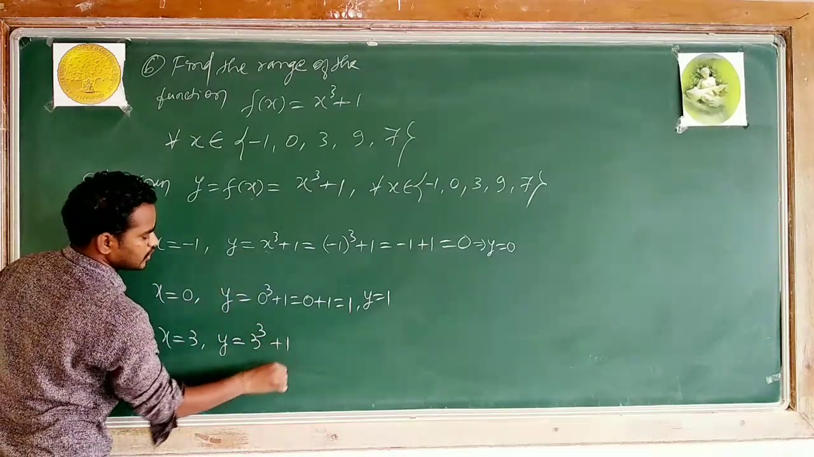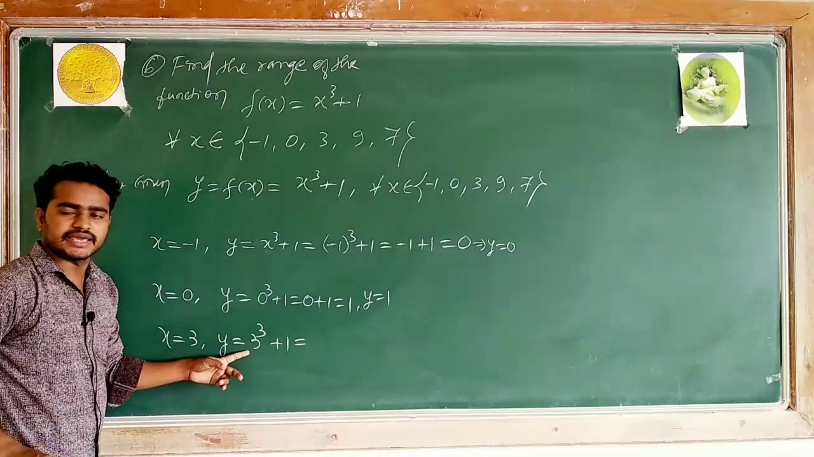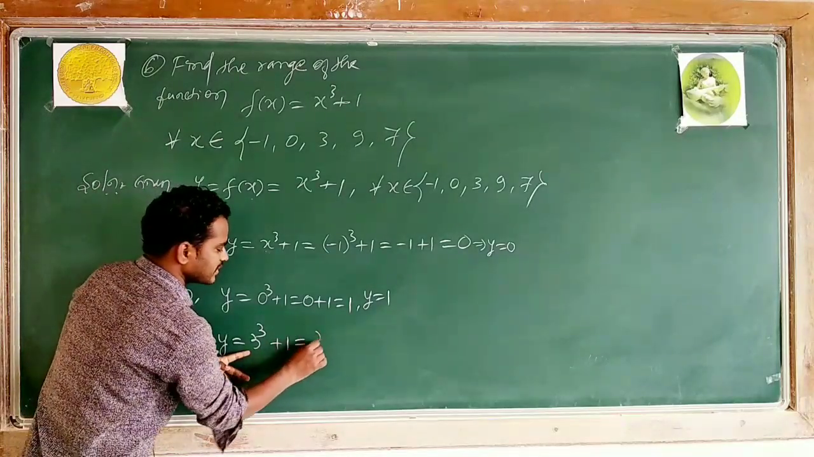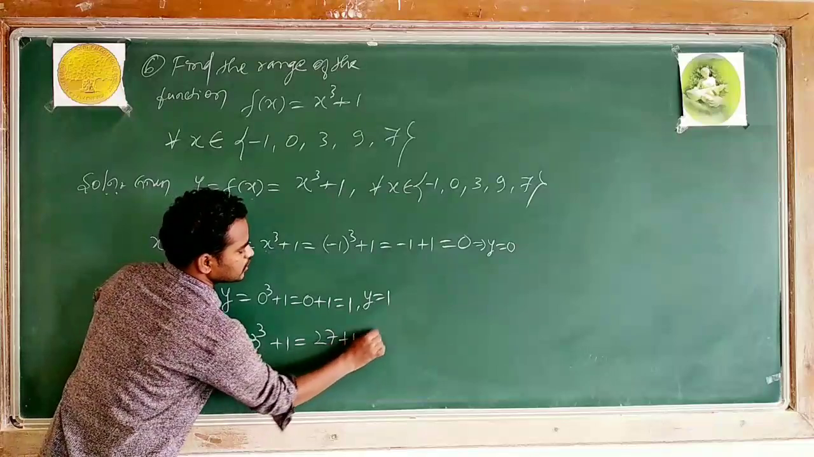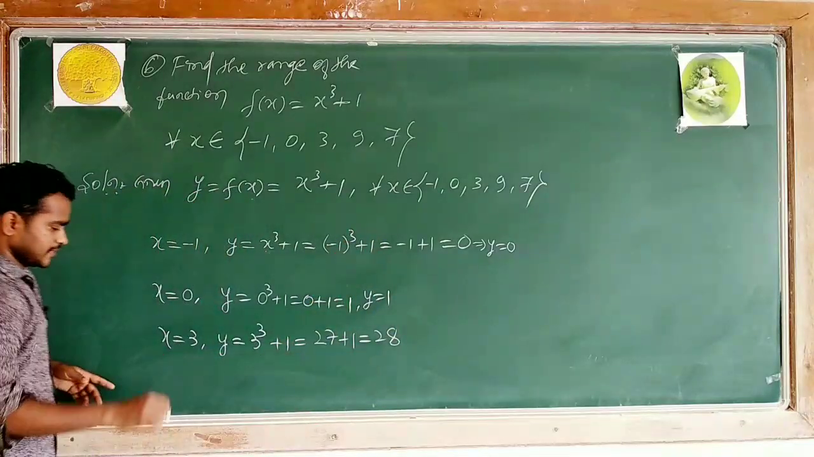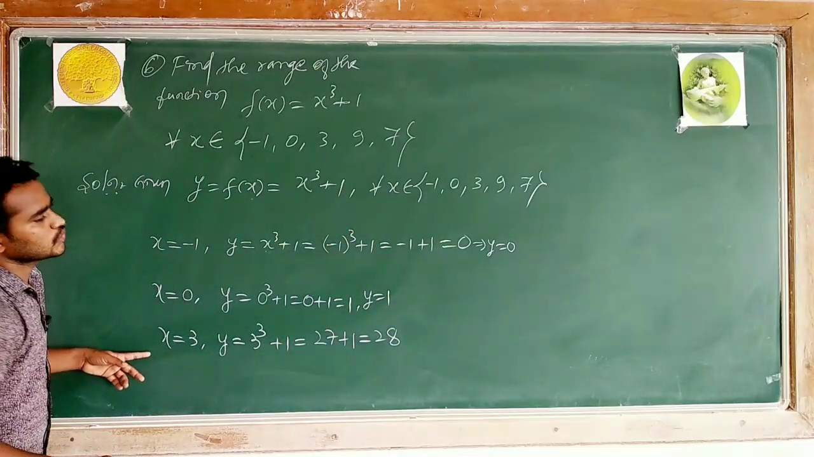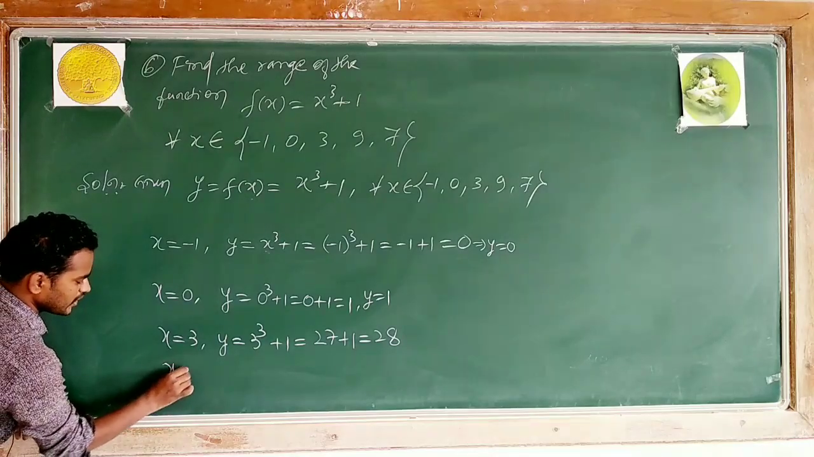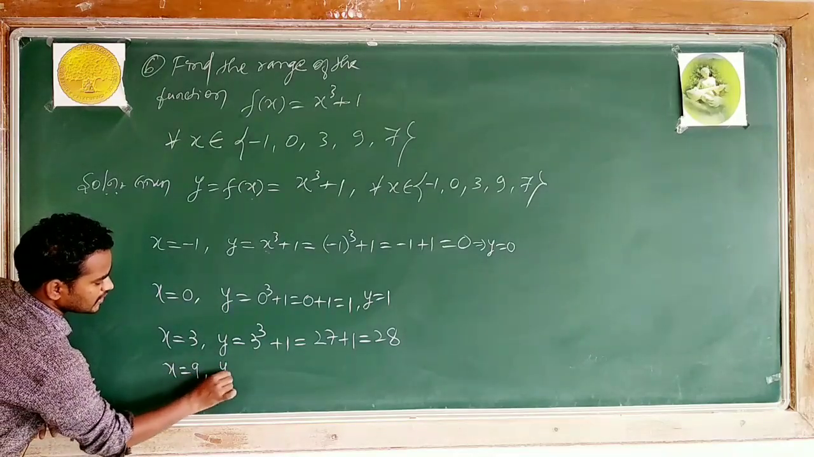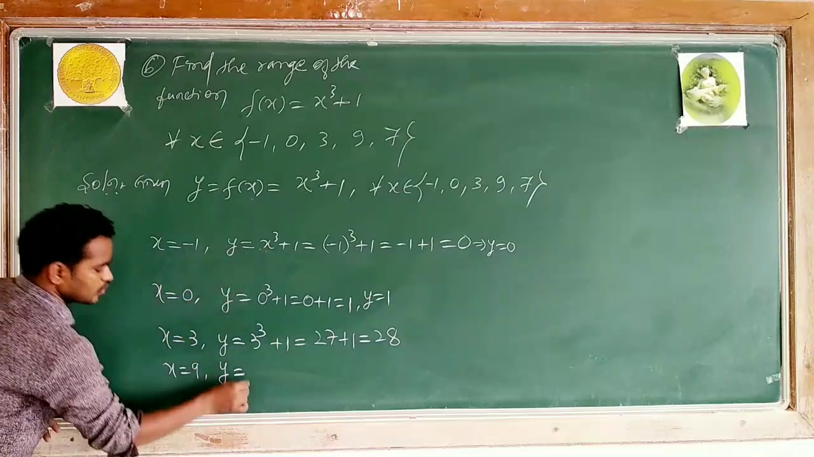3 cube plus 1. What is 3 cube? 3 3s are 9, 9 3s are 27. 27 plus 1 is 28. Yes. When x is equal to 9, y is equal to 9 cube plus 1.